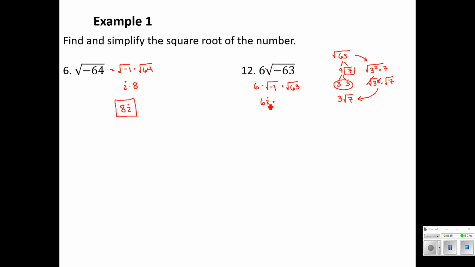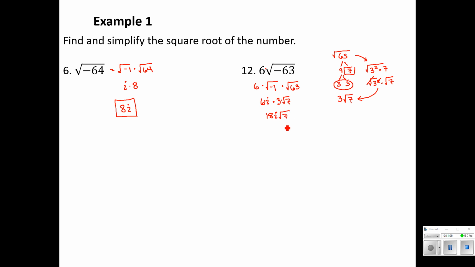All right, so we've got 6i times 3 root 7. And again, think about what this means. 6 times i times 3 times root 7. We can clean that up. The 6 times 3 will be 18 times i times root 7.